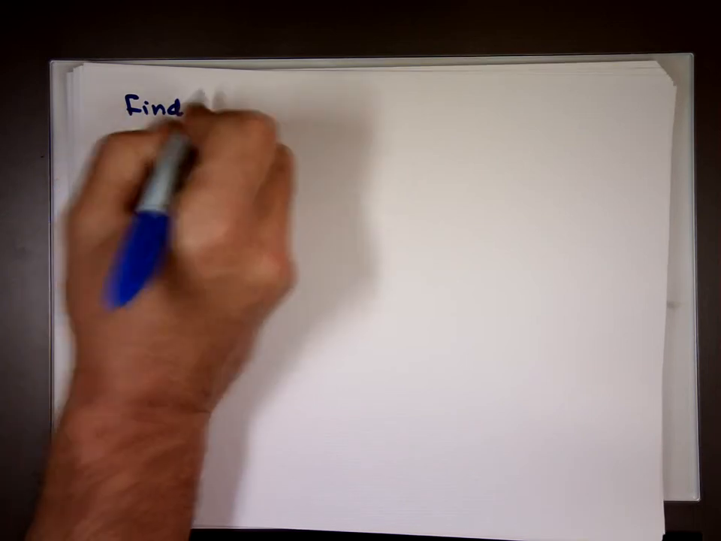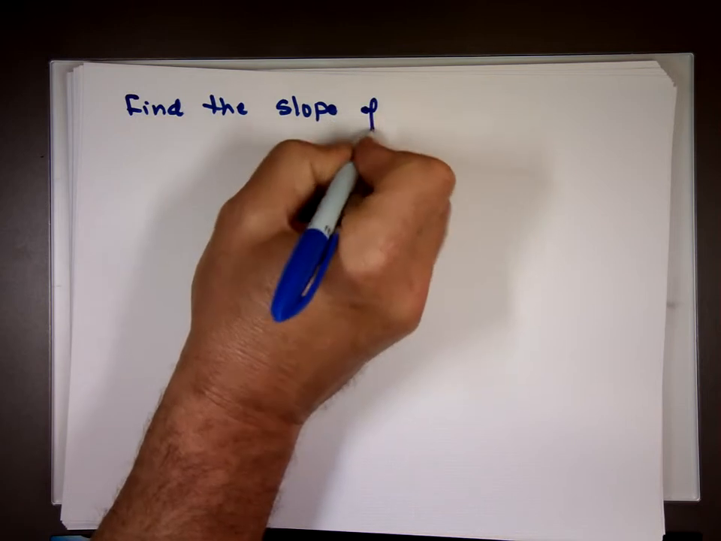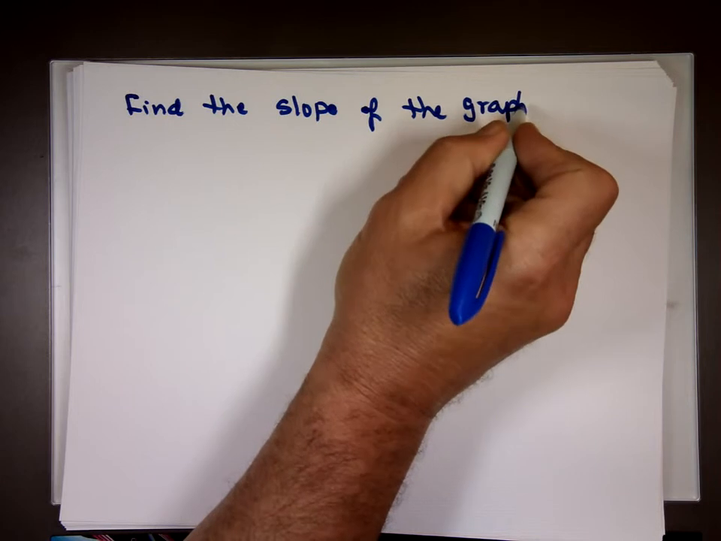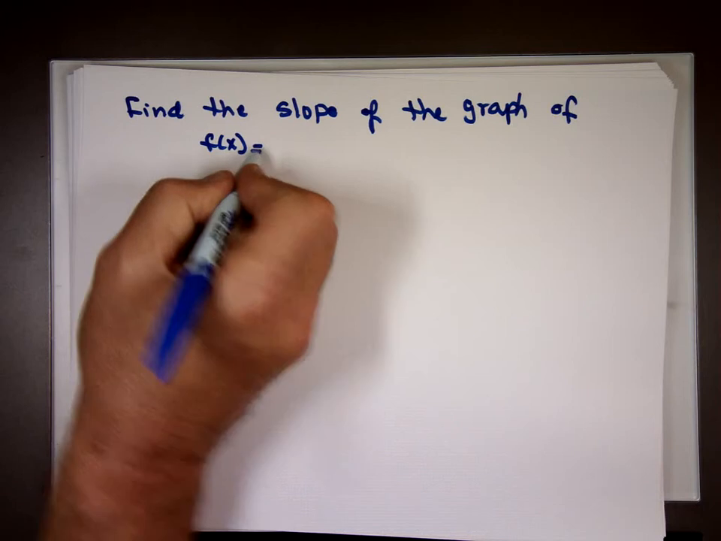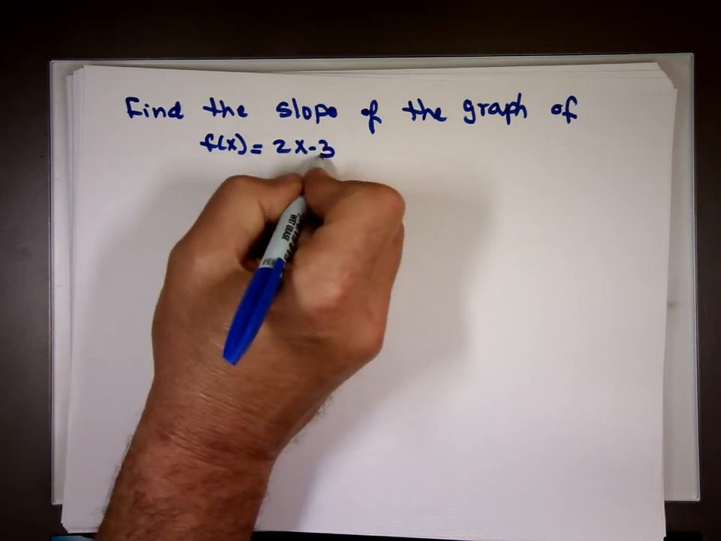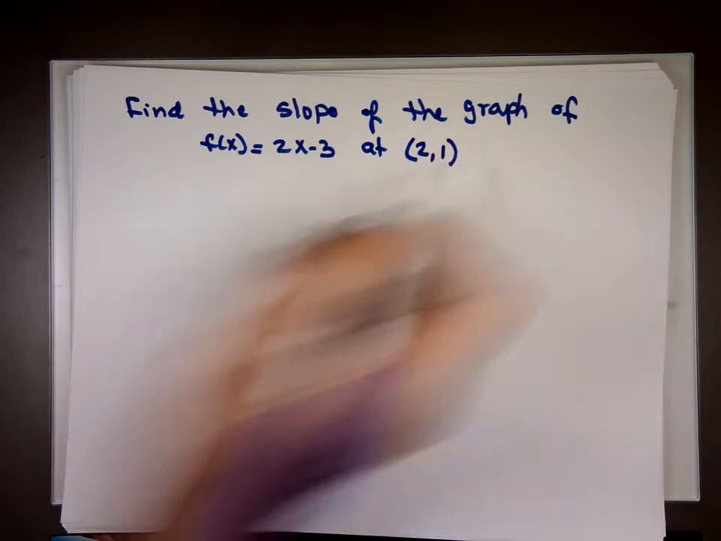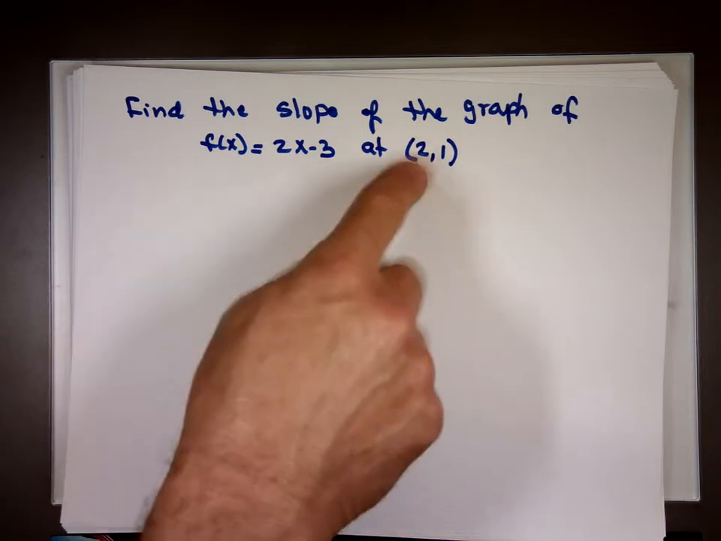Now, I did a little bit different than the book. Here's the question in the book. Find the slope of the graph of f of x equals 2x minus 3 at the point 2 and 1. We want the slope as x close to 2 approaches 2 here.